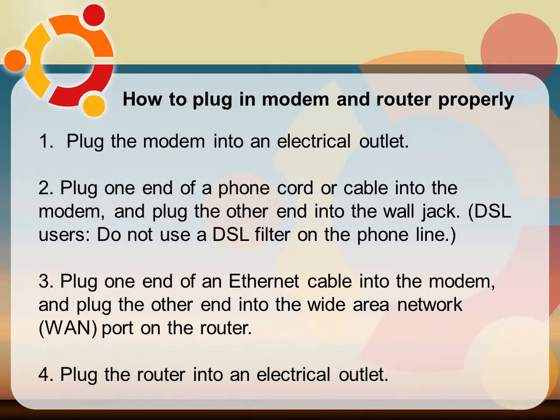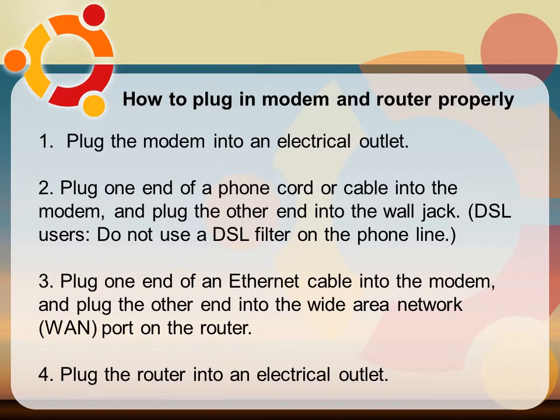So how to plug in modem and router properly? First, you need to plug the modem into an electrical outlet. Then plug one end of the phone cord or cable into the modem and plug the other end into the wall jack. For example, DSL users do not use a DSL filter on the phone line.